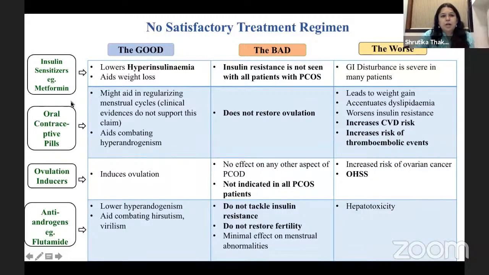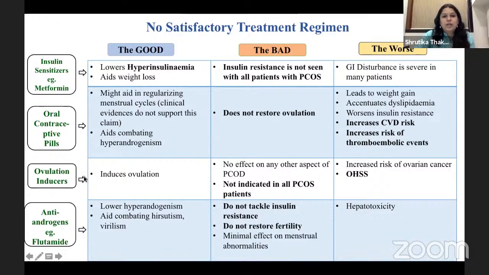Oral contraceptive pills, yes, they aid in combating hypoandrogenism, they help in regularizing menstrual cycles, but as I mentioned before, they do not restore ovulation, they do not help in fertility. They have an intrinsic risk of causing CVD, they increase the risk of thromboembolic events, and they lead to weight gain. So it probably is like giving a medicine that could also complicate the disorder further.